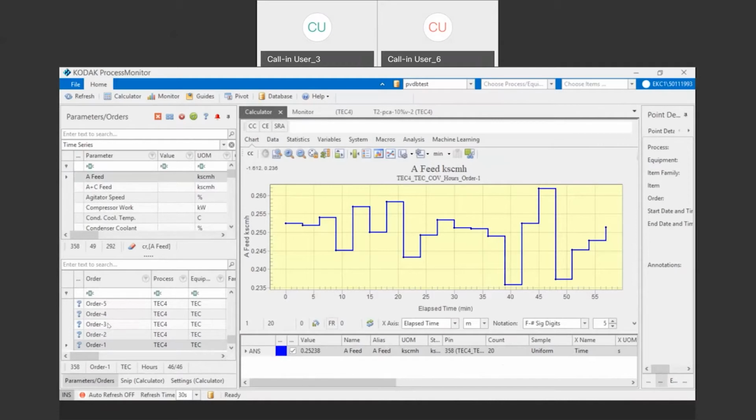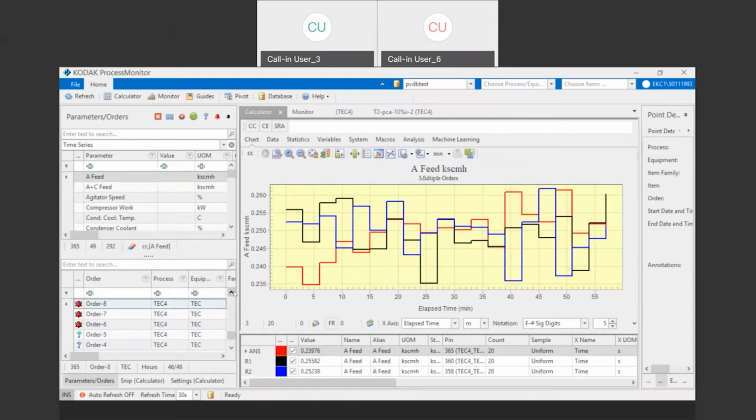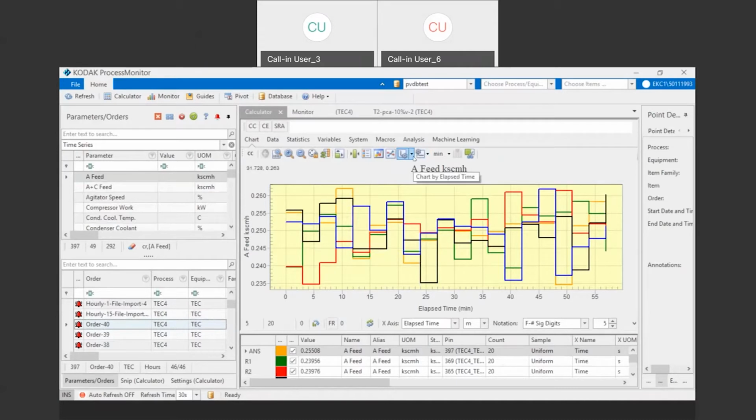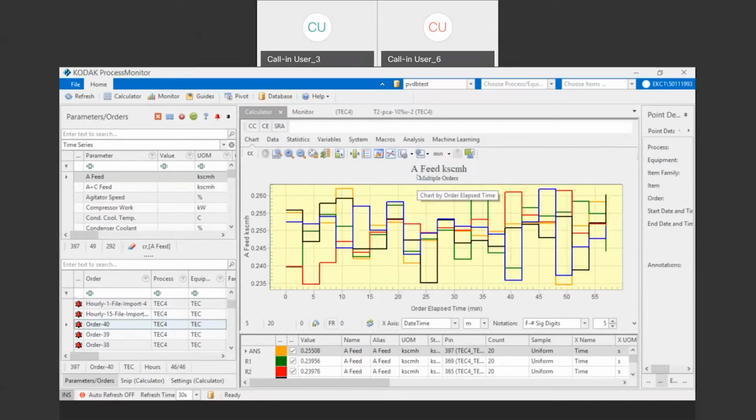And so I could then click on other orders and bring in those to see what the A feed looks like across the data set. And I can go up over to 40 as well. What Dan was showing was, a lot of times when you start, you have a date-time mode. In this data set, we found it much more helpful to align all of those. And in this case, it's a continuous process, so that's pretty easy to do with order time.